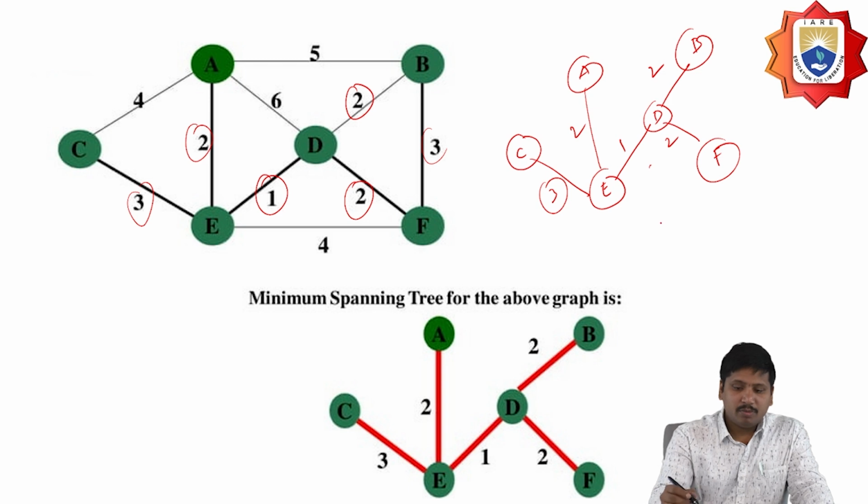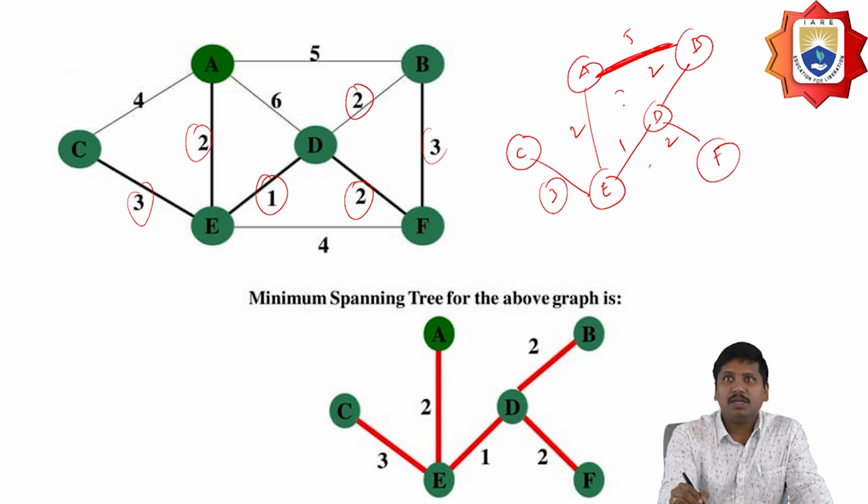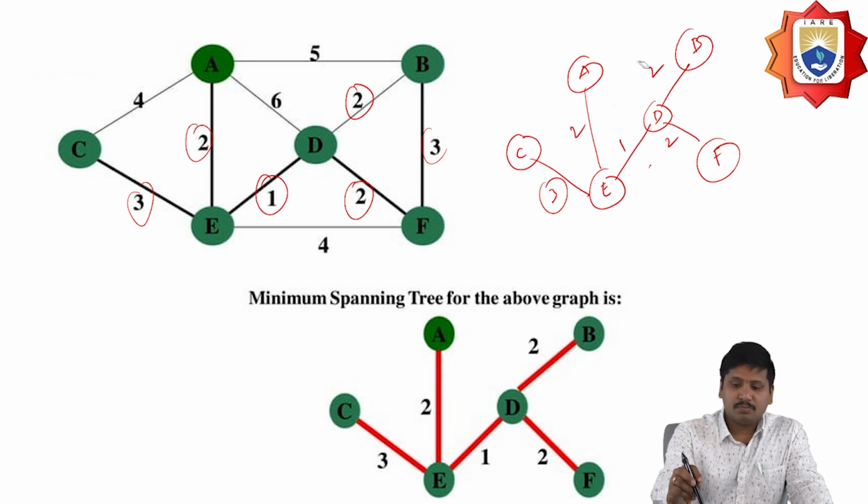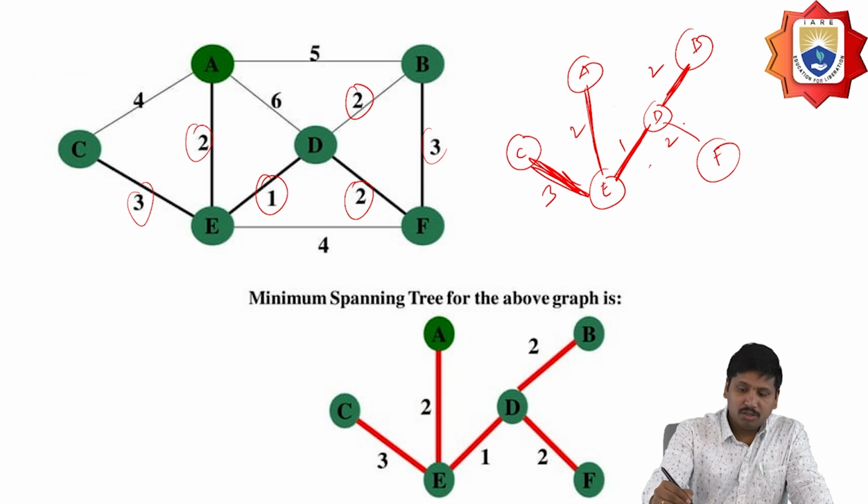And what should be the next minimum? 5. So 5 is also going to form the cycle here. So that's why I'm not going to select this one. And then 6. So 6 also is going to form the cycle here. So that's why I'm not selecting this one. So hence this should be the required spanning tree, the minimum weight spanning tree that is obtained from the given graph according to the algorithm.